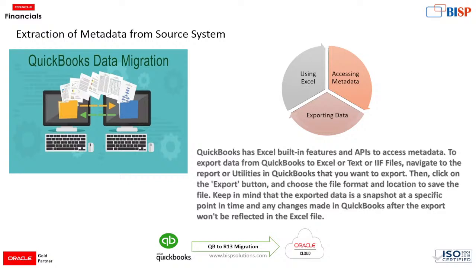You may be given an option to export the data as a comma separated value, or CSV file, or into a new or existing Excel workbook. Choose the option that best suits your need and then select the location to save the Excel or text file on your computer. Name the file and click Save.